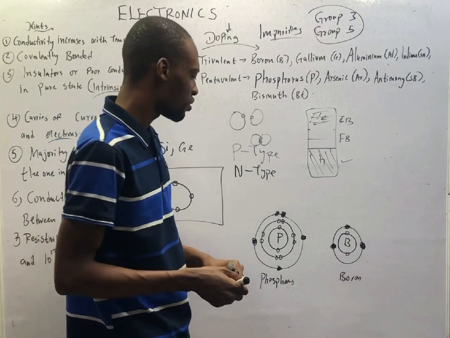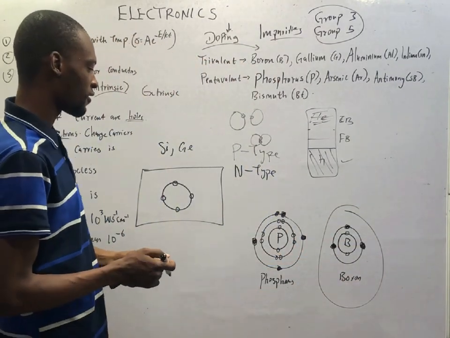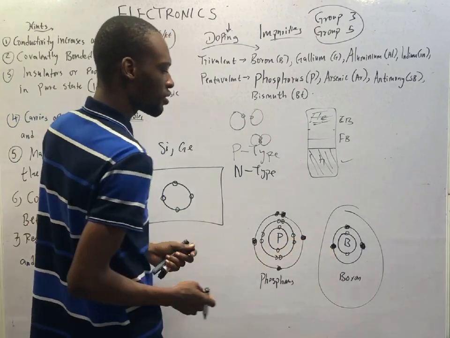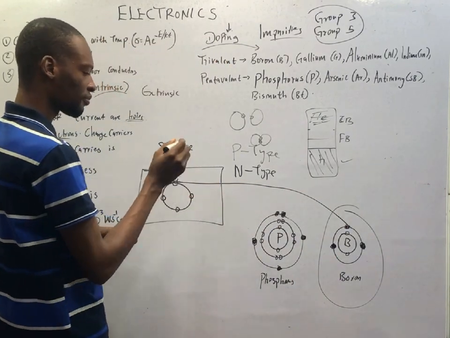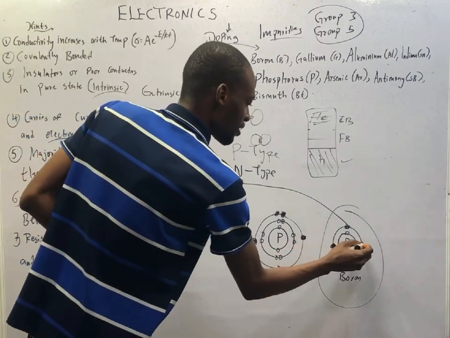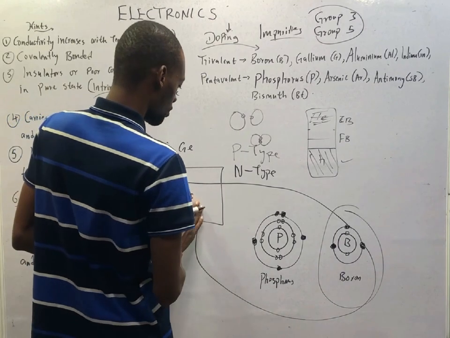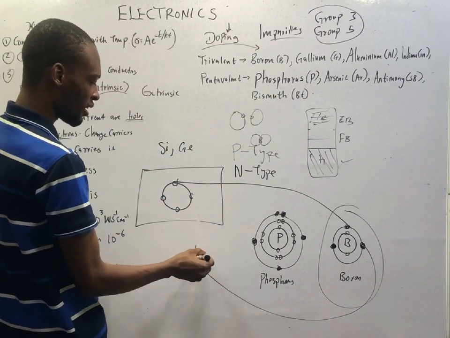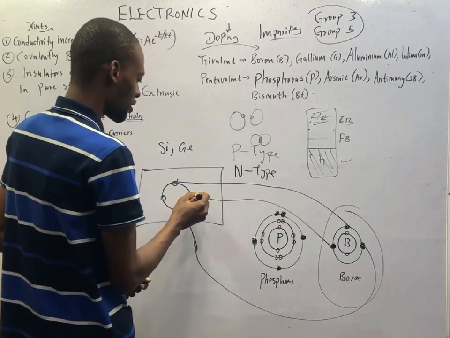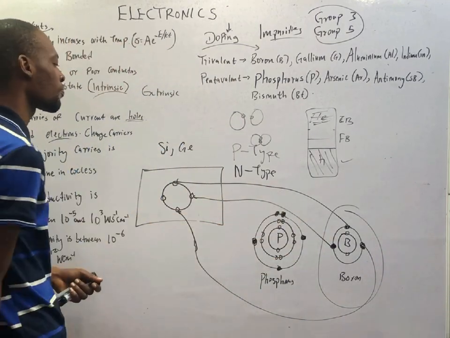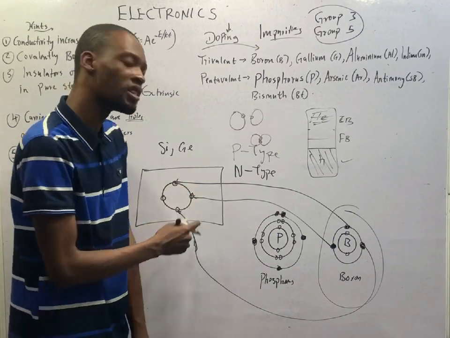Let's say you use a trivalent impurity, boron. What happens? Since boron has 3 electrons in the outermost shell, this one comes here, the second one comes here. It can come anywhere. This is what I'm trying to achieve. This comes here, this comes here, so I don't cross the line. Now what happens? This one is filled, this one is filled, this one is filled.